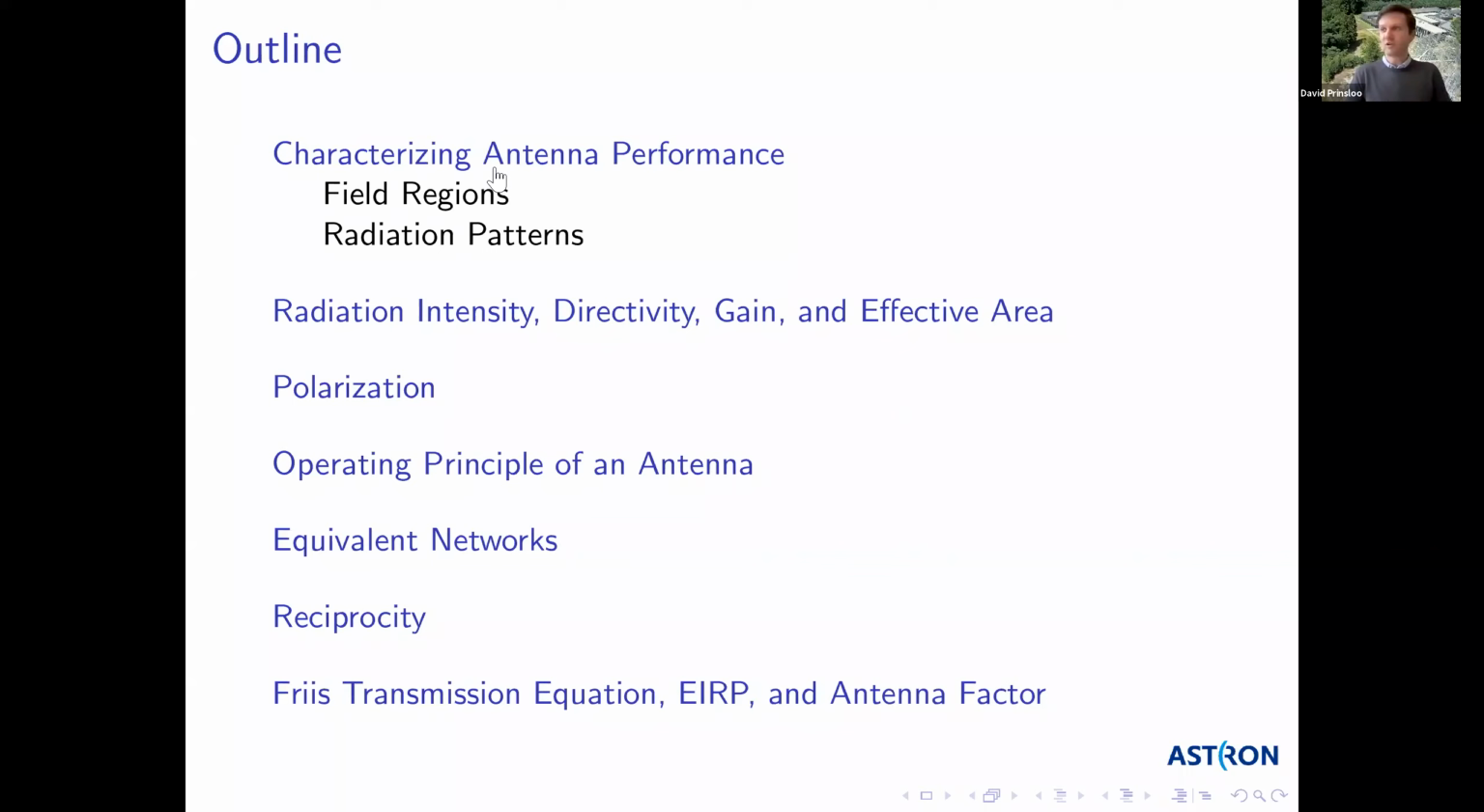As I mentioned, we'll look at polarization as well. Then I'll touch on the operating principle of an antenna, again looking at Maxwell's equations, but more qualitatively. Then we'll look at equivalent networks. So now you've got your antenna designed, but how do you use this when you actually have an amplifier connected to your antenna? How do you implement your antenna in this type of circuit design?